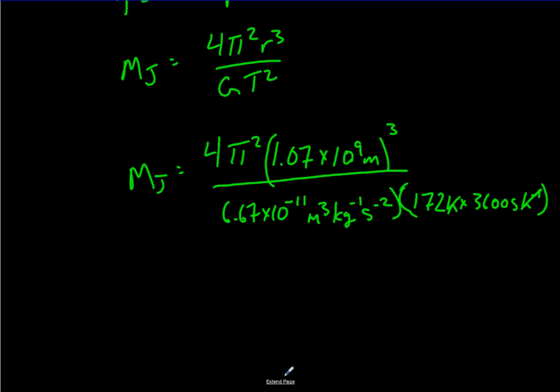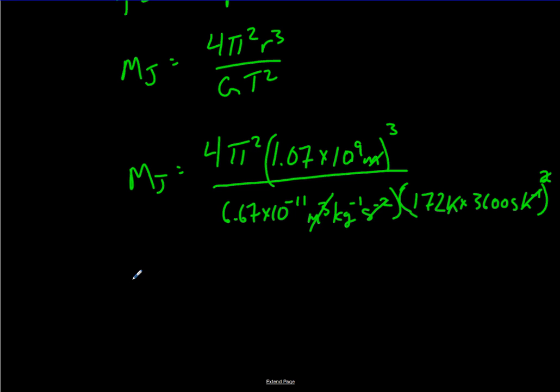So, math time. We'll just pause and math it. Sorry, we forgot that this is squared. Make sure that that's squared. We're noticing that our seconds cross off on the bottom. Meters cubed here, under meters cubed, that crosses off. And kilograms to the minus 1 on the bottom means kilograms on the top, so our unit should be correct. So there's our check, just to make sure that we're in the right ballpark.